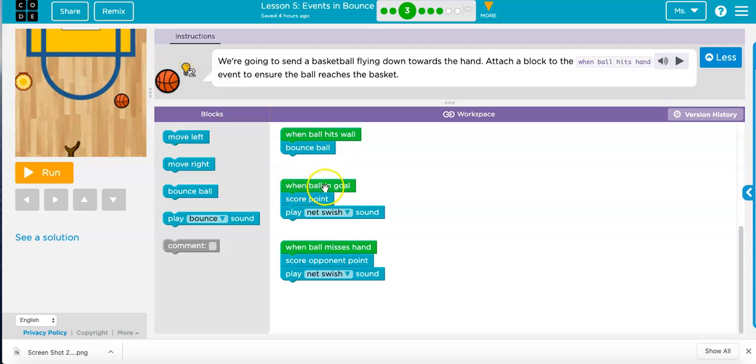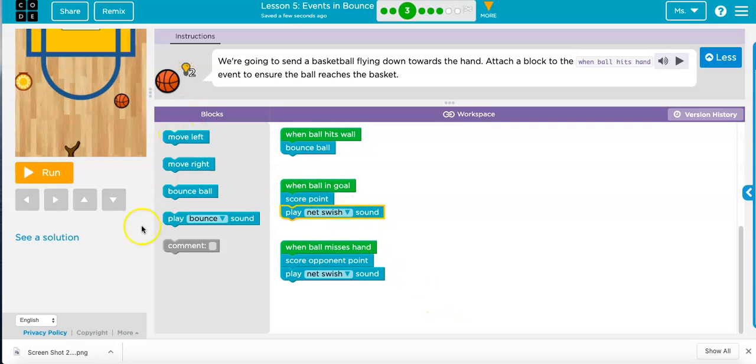Here we go with when ball in goal. When they say when ball in goal, what should happen when the ball goes into the net? Originally, at least on this level, you don't have that score point. I made it past to the 6th level, which gave me more blocks. But if I didn't have that there, when the ball goes in, I would just play the sound, the net swish sound. But because I already passed this level, I'm going to keep my score point right there.